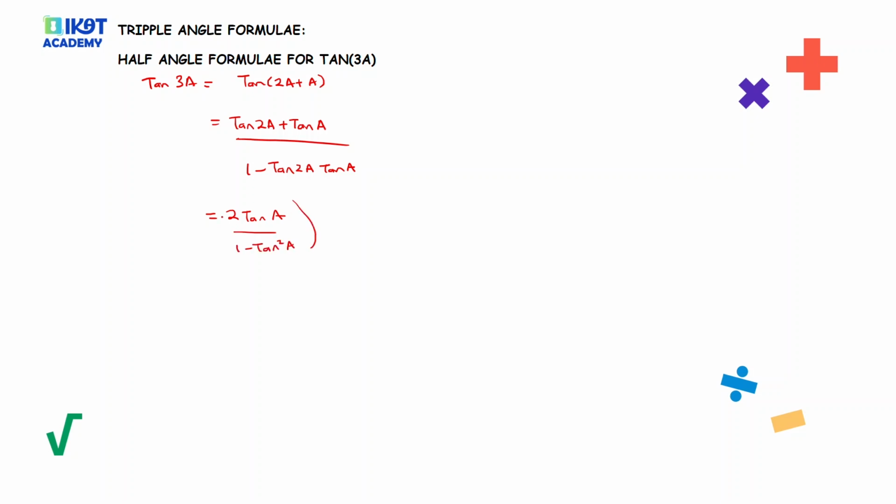Now if you didn't master that, you could actually just do it on your side work and no one will penalize you for that. Here we have 1 minus, still 2 tan A out of 1 minus tan squared A, into tan A.